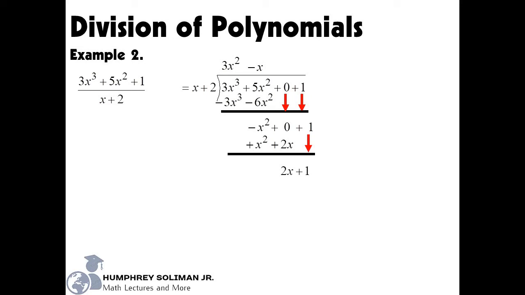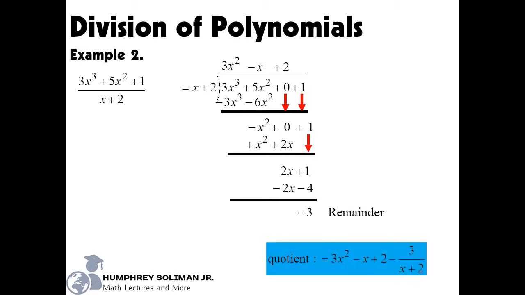We will repeat the process again. This time, we will divide 2x by x. This will be 2. Next, we will multiply 2 to x plus 2. This will be 2x plus 4. After that, we need to subtract 2x plus 4 from 2x plus 1. To do that, we need to change the signs and proceed to addition. This will give us negative 3.